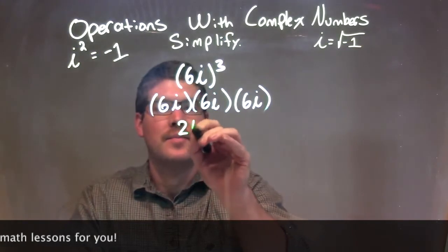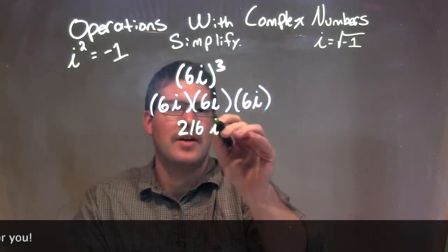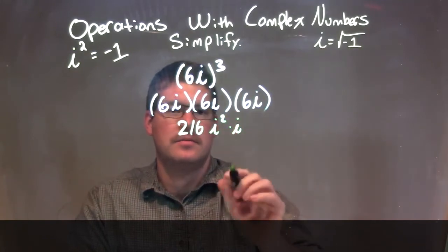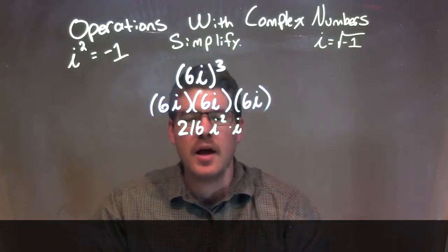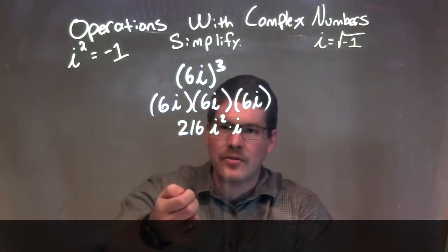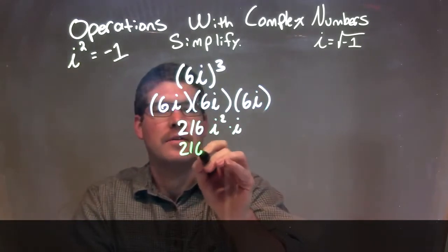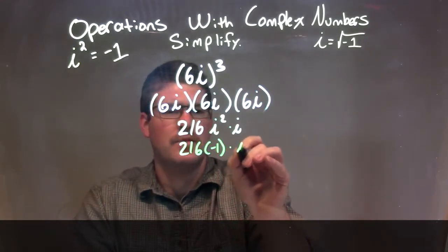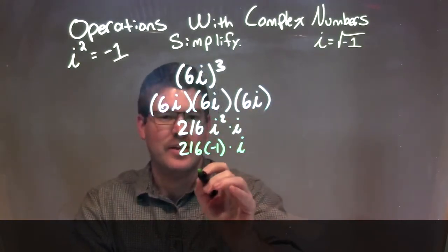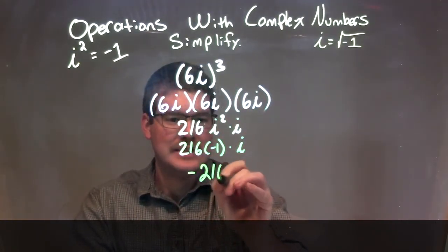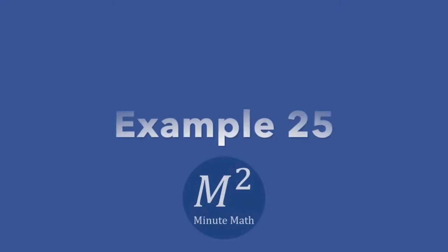So we have 216 times, well, in reality, instead of i to the third, I'm going to write it as i squared times i. Same thing, right? And the reason why I separated out the i squared is because we know i squared is a negative 1. So we have 216 times a negative 1 times an i. Negative 1 times 216 is a negative 216, so now we just have negative 216i, and that is our final answer.